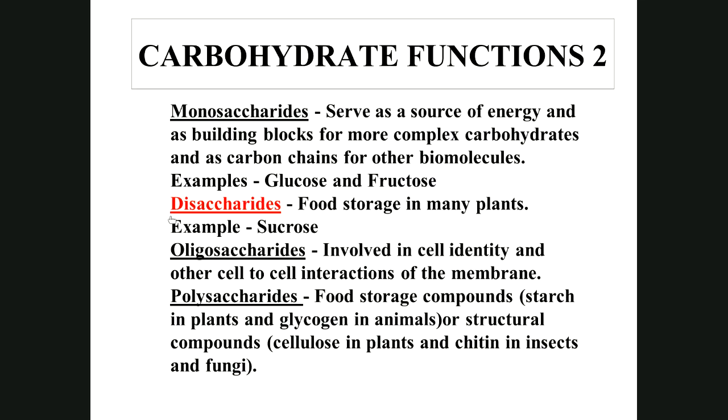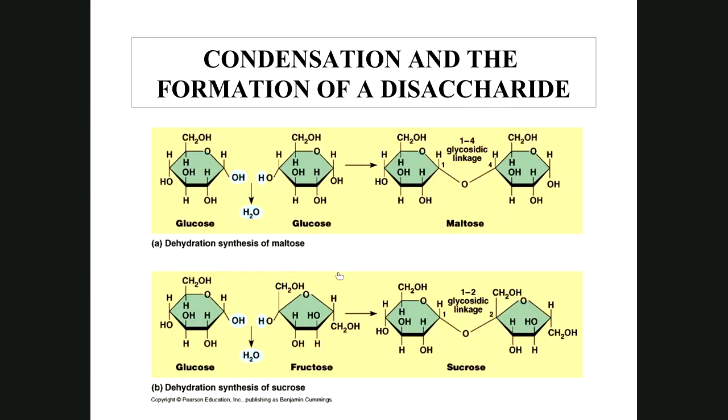Disaccharides, food storage in many plants. Example, sucrose. This is what makes oranges and apples have their sweet taste, pears, the sweet taste, even bananas. They're called disaccharides. And like we saw before, here are the disaccharides, maltose and sucrose, made of 2 monosaccharides. Glucose and glucose makes the maltose. The monosaccharides glucose and fructose make the disaccharide sucrose.